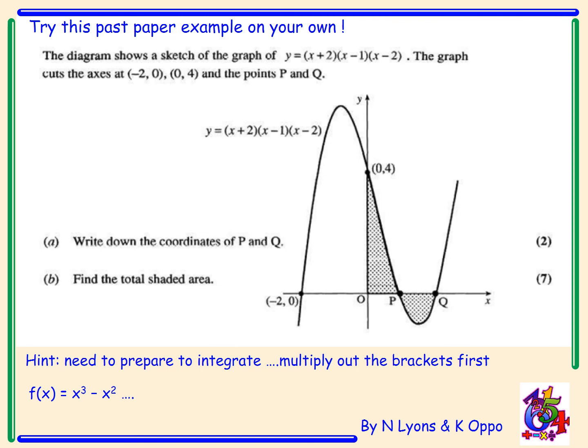Okay. It then says find the total shaded area, and I've got a hint for you here. You have to prepare to integrate. That means you multiply out the brackets first. It's a cubic, it's a positive cubic, you know that from your functions and graphs section of the course. It's 7 marks, so this is a lot of work you've got to do now. Okay, so I want you to pause me, try it on your own, figure out why you're getting 7 marks for part B, come back and unpause when you're ready to reveal the answer.